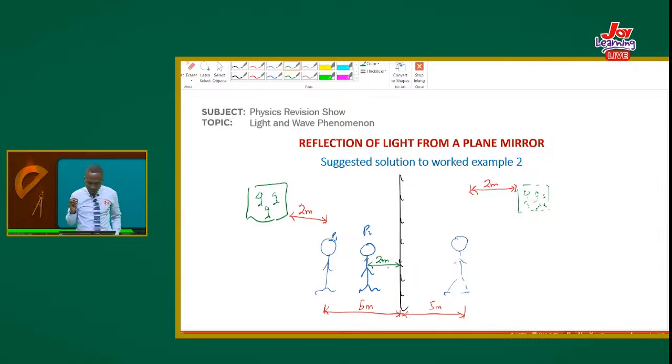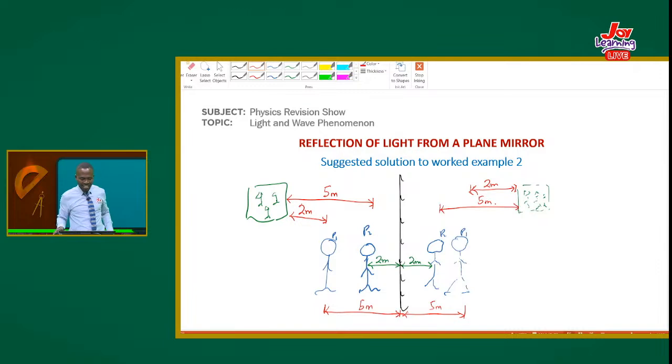It means that the image of the student will move forward. This is position 1, this is position 2, and the image will be 2 meters between the image and the mirror. Now, between the student and the picture, the distance was 2 meters, then he moved 3 meters ahead towards the mirror. So the distance now becomes 5 meters. So between the student at position 2 and the picture, you have 5 meters.